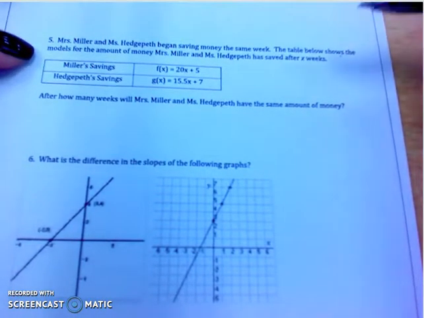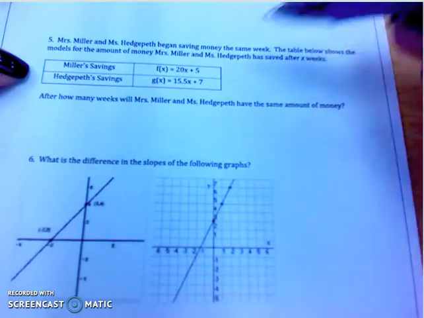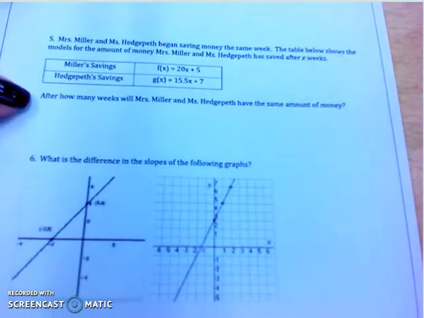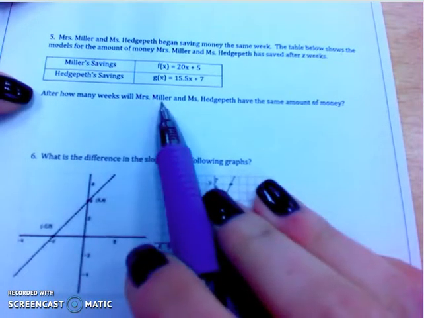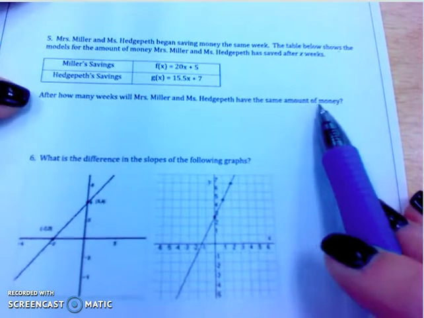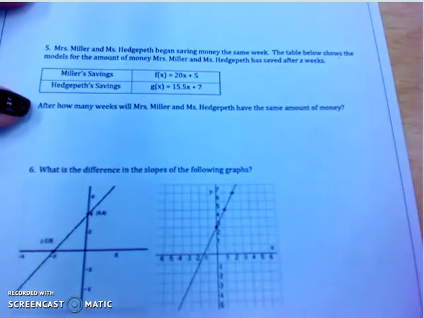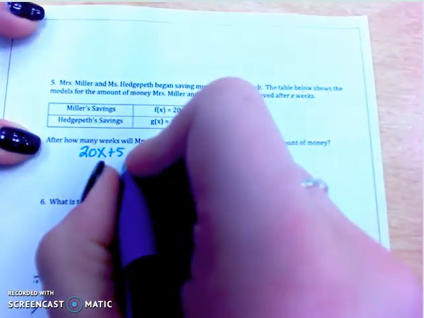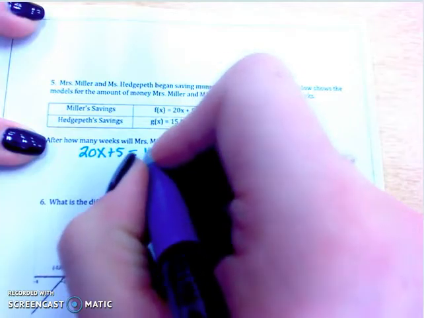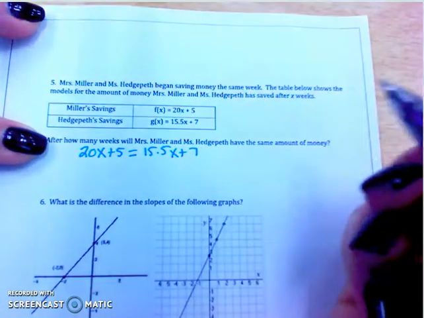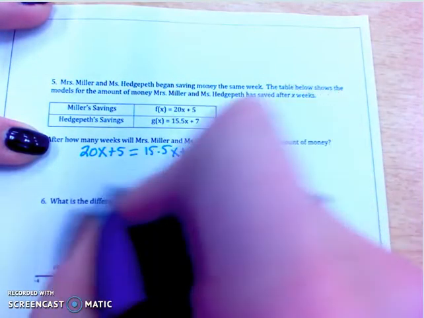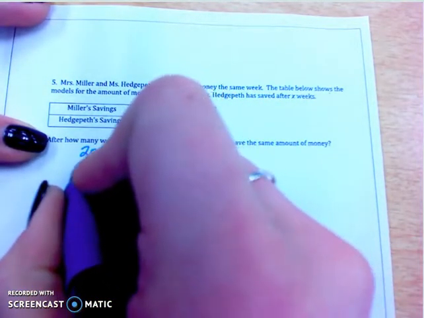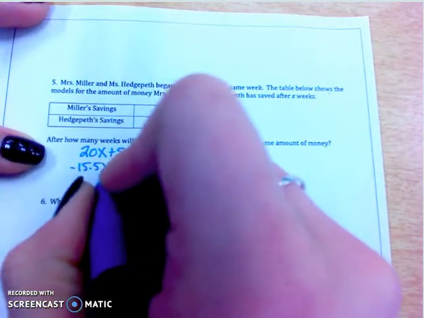Miss Miller and Miss Hedgepath begin saving money on the same week. The table shows the model of the representation for the money that they've saved. After how many weeks are they going to have the same amount of money? You could set up a table and start plugging in number of weeks, or we can set them equal to each other. 20x plus 5, I want to know when it's going to be equal to 15.5x plus 7.